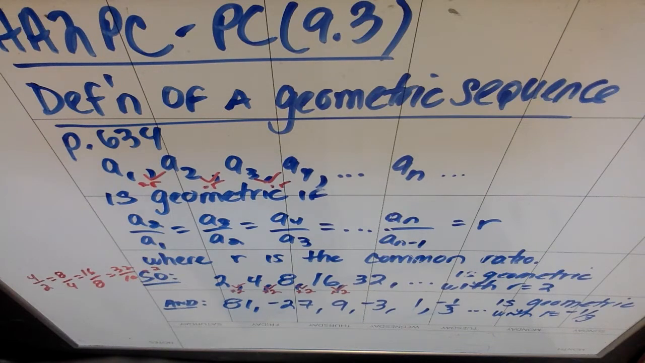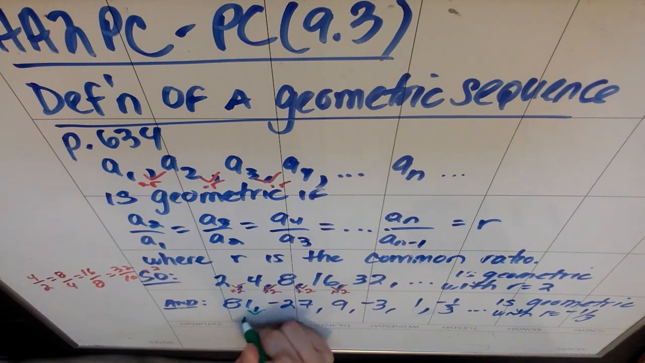Now, the second example, 81, negative 27, 9, negative 3, 1, negative 1/3 is also geometric. So if you're trying to find the thing that you're multiplying by to get to the next term, what I notice is I essentially divide 81 by a negative 3, right? Well, dividing by a negative 3 is the same as multiplying by a negative 1/3. So times negative 1/3, and I check and see if that continues to work.